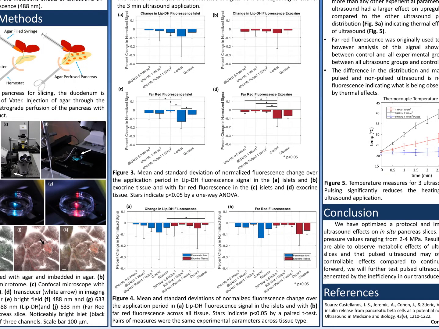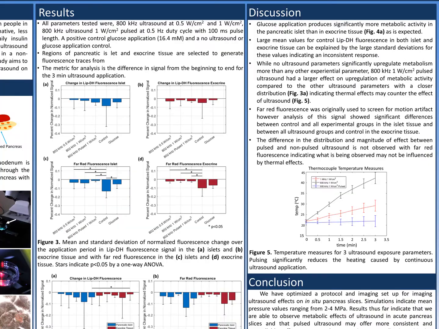Comparing the experiments with a paired t-test, comparing the 2 tissue types, since each tissue type was present in each experiment, we can see that the one difference that we do see is with metabolic activity in the islets versus in the exocrine tissue with glucose application. That's expected because glucose induces the release of insulin, so we expect there to be a difference in metabolic activity between those 2 tissue types, which indicates that we are in fact observing metabolic activity.